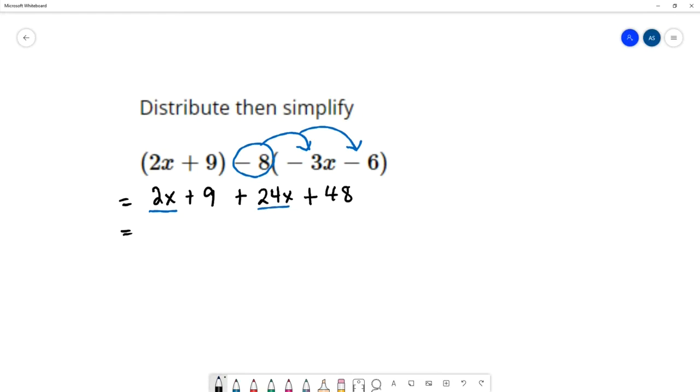Those combine together to be 26x. 9 and 48, those are constants, which are like terms, and those combine together to be a plus 57. So this expression simplified to be 26x plus 57.